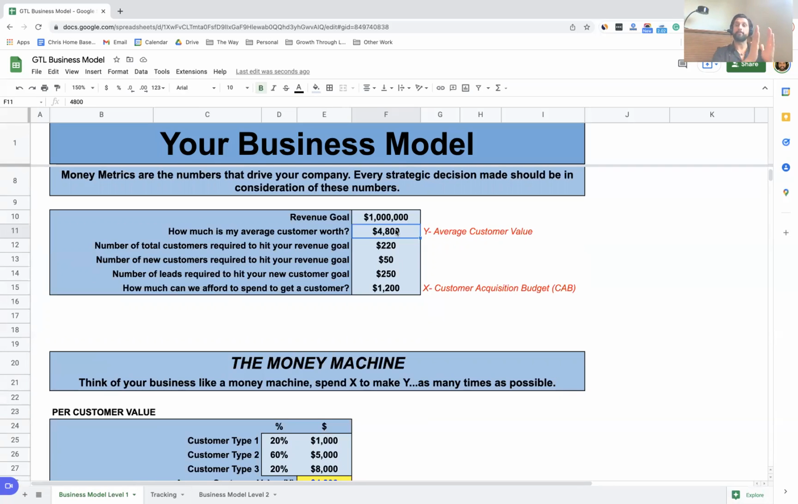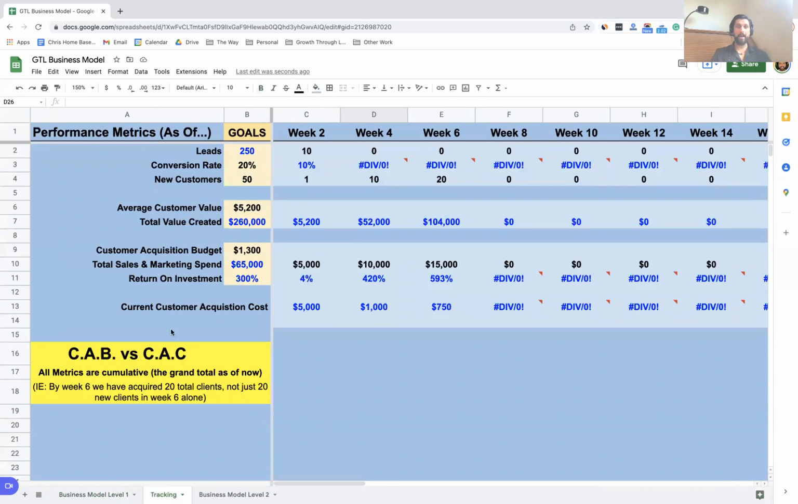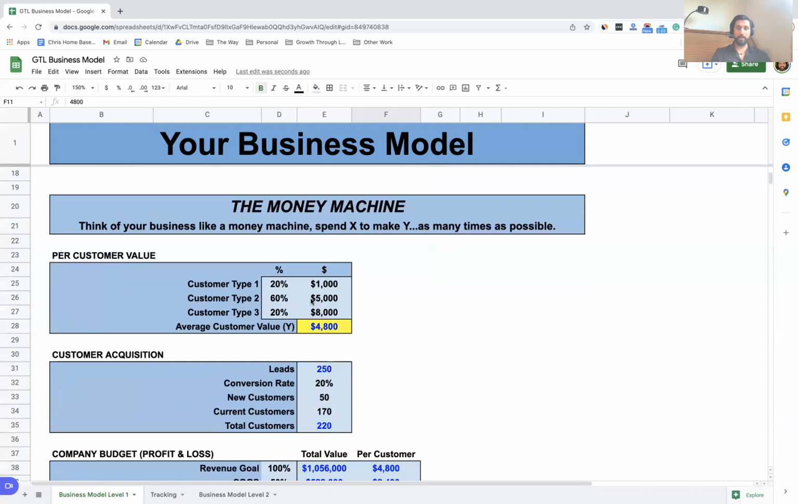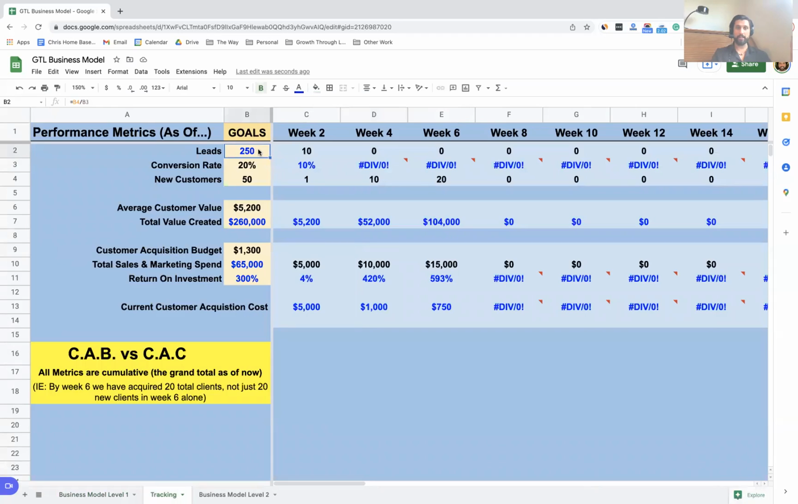Now you have performance metrics and budgets so that you can smartly hire sales and marketers. So let's say you go out and hire a sales and marketer to do a thing. You want to track them. So how many leads do we need? We need 250 leads converting at 20%, which gives us 50 new customers. This is our goal, right?